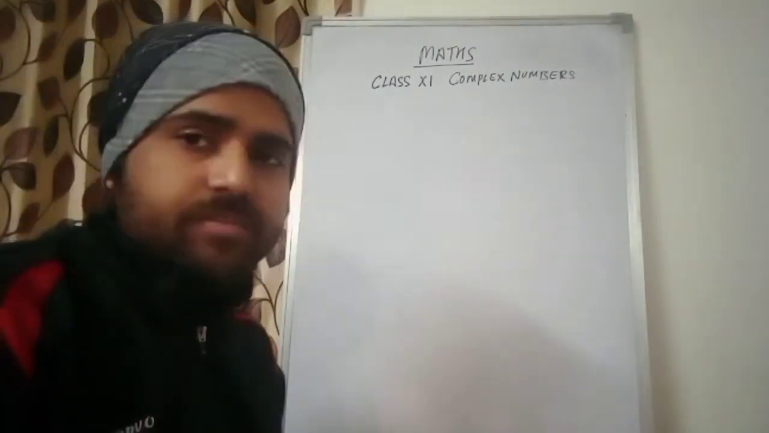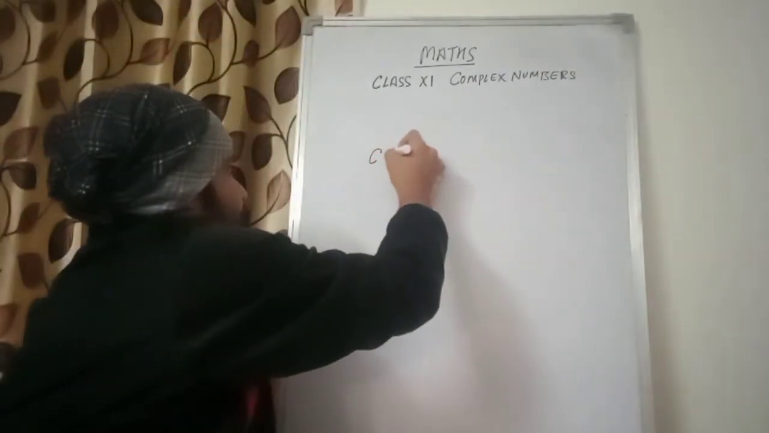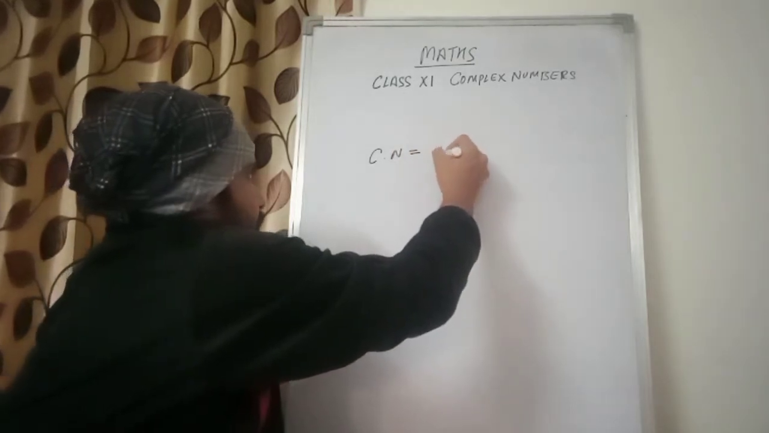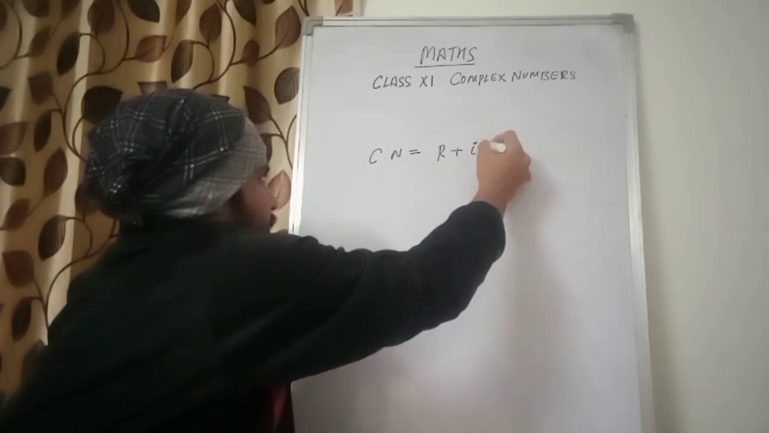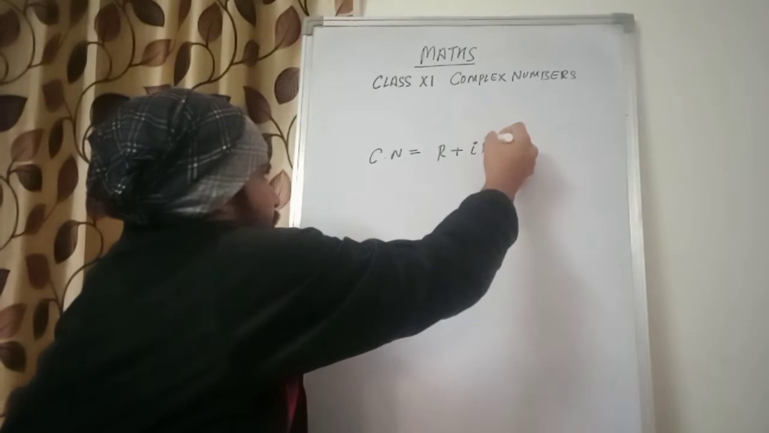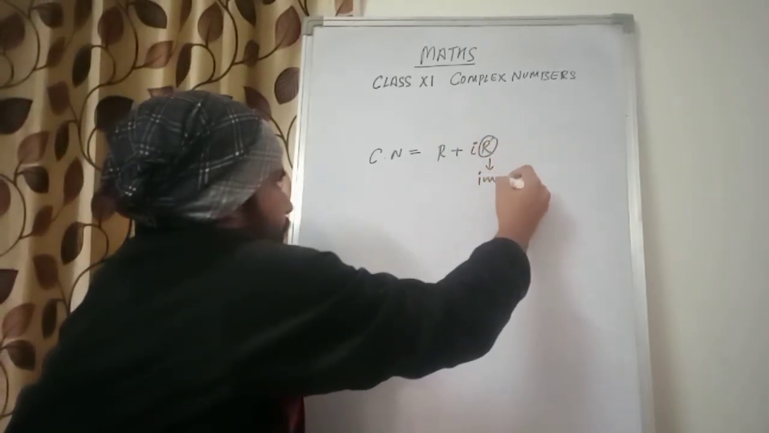See, complex numbers, as I told you already, a complex number I'll denote with Cn. It is a number which has a real part plus i and one more real number, but I will call this the imaginary part.